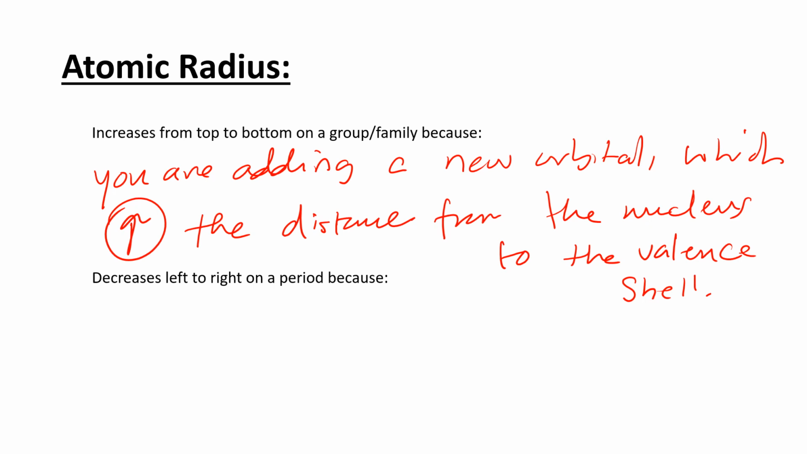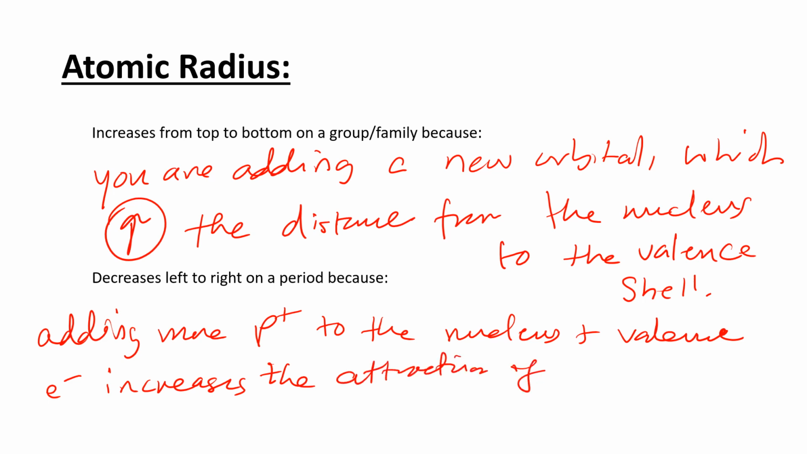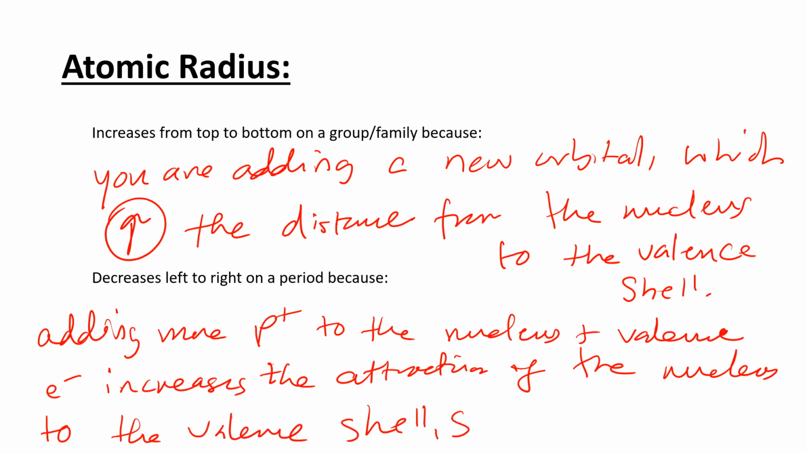It decreases from left to right on a period because adding more protons to the nucleus and valence electrons increases the attraction of the nucleus to the valence shell, shrinking the atomic radius.